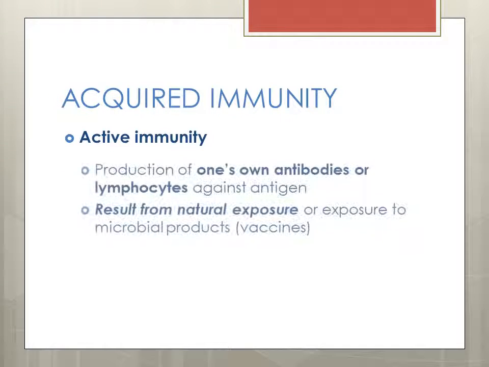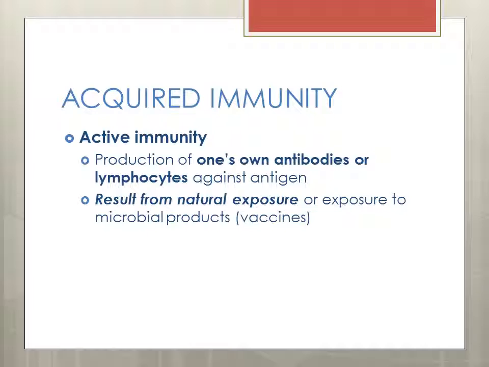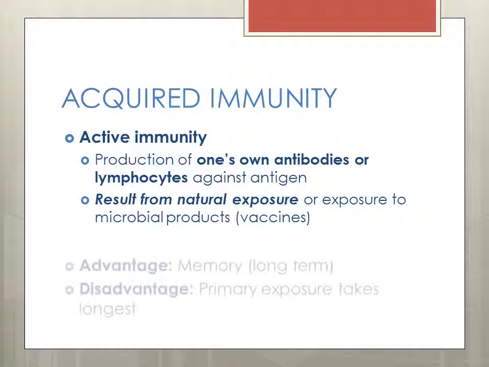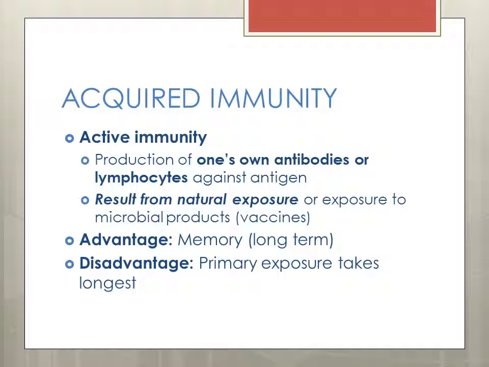And active immunity is the production of one's own antibodies or lymphocytes against an antigen. And this results from 2 scenarios. Either you were naturally exposed to the antigen, or you were exposed to it through microbial products, also known as vaccines very commonly. Now, the major advantage of this is memory. All right, that's why vaccines are so efficient, because you make memory. And a slight disadvantage is that the primary exposure is going to take the longest time. By the time that antigen comes around for a second time, your body's going to know off the bat that they need to kill this because they already have the memory.